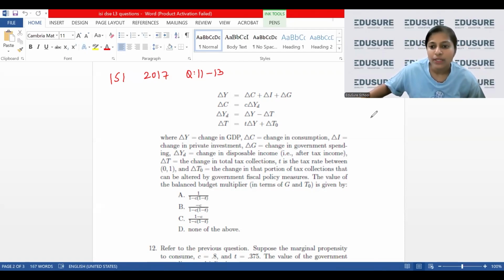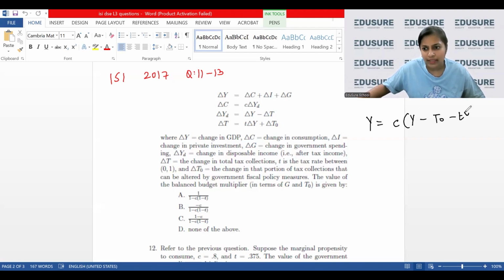So if I form it in the equation, Y is, we haven't been given a C bar, so I'm going to ignore it, C bar plus c Yd. Yd is Y minus T, and T is t naught and tY, and there is an I, and there is a G. So this seems to be the equation for now. And everything is just taken in the change terms. Change in Y, change in C, change in I, change in G, change in Yd, change in t naught.